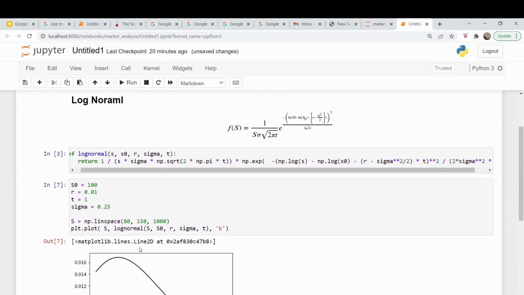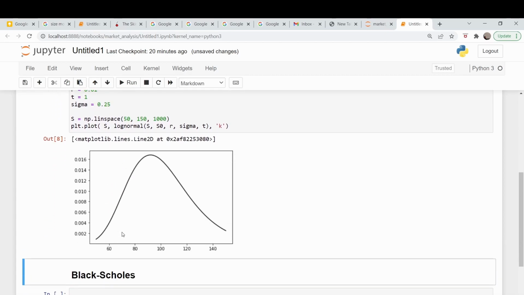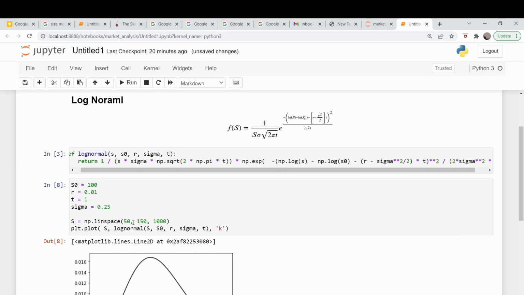So this is what it looks like. Let's actually extend out the range. Let's go from 50 to 150. In fact, let's just go 20 to 200. I just want to actually get a good representation of what this function looks like.